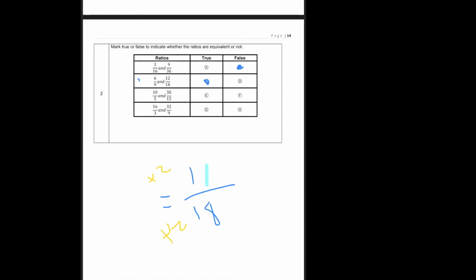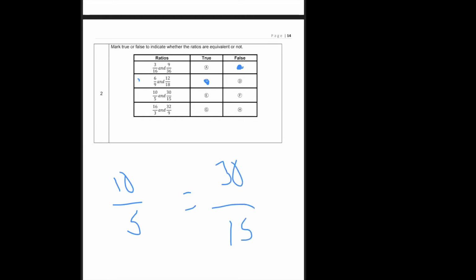It's true, because 10 times 3 is 30 and 5 times 3 is 15. Exactly. So again, I'm just going to write it on the paper just so it's easier for you guys to see what he's saying. He noticed the relationship is times 3. So 10 times 3 is 30. 5 times 3 is 15. So that one is true. And then how about the last one?